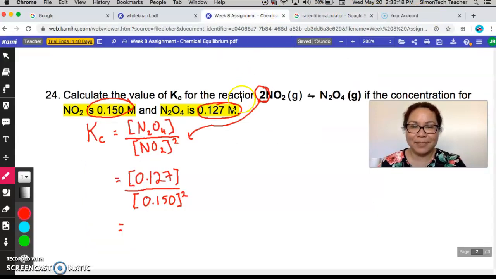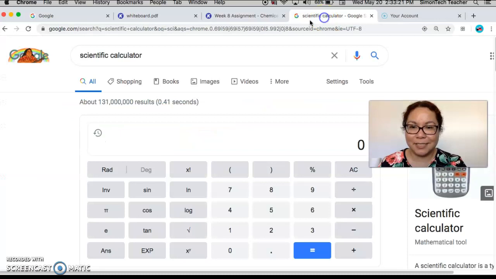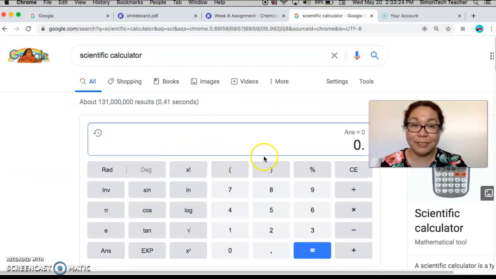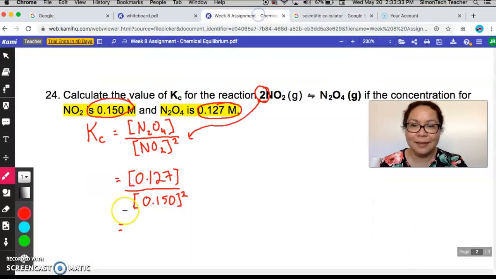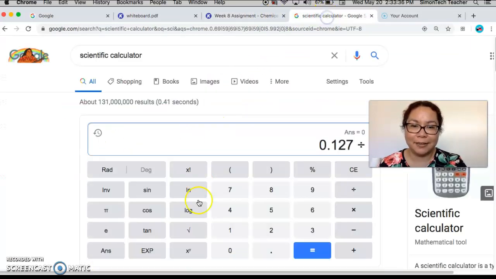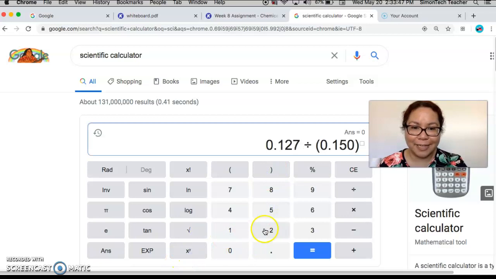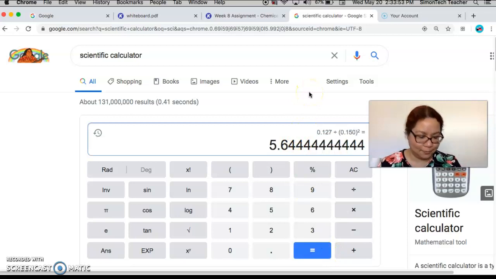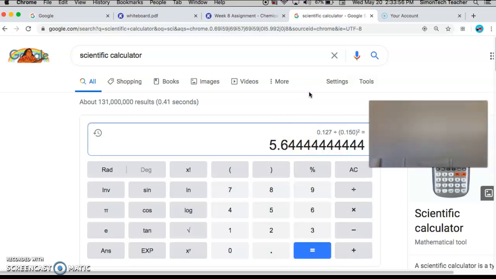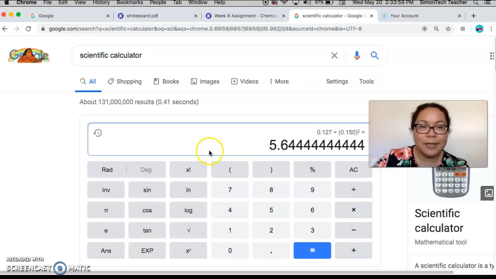All right, so it will be 0.127 divided by 0.150 squared. Let me see, oh, we can use this. 0.150, and let's square that. There you go. And that is your answer, 5.6444. I dropped my stylus. So that is your answer.